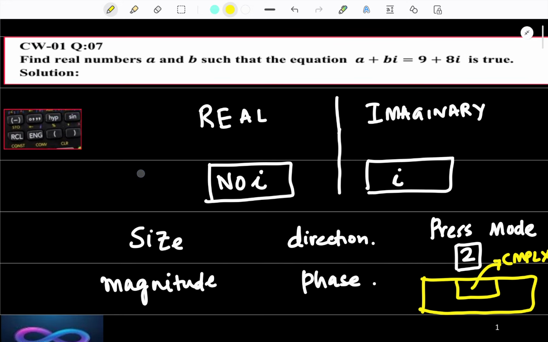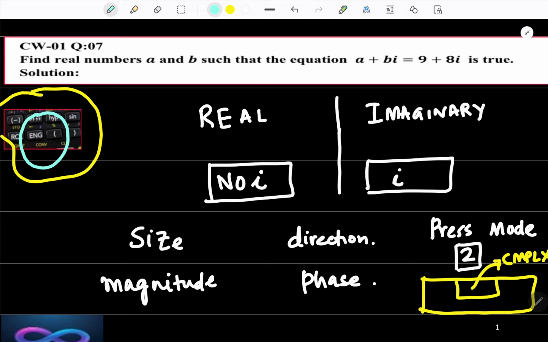Where is i in the calculator? Look here, there is a small screenshot from the calculator. Can you see the ENG key here? And can you see the i in that small purple color? Do I need to press Shift or Alpha? No. When the screen is in complex mode, if you press this ENG key, i will automatically come.